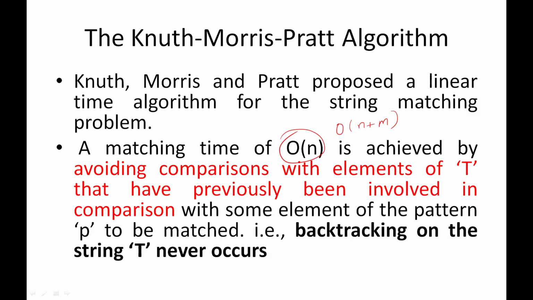So what it helps is, suppose that T is a string, the text that is given, and P is a pattern that needs to be matched. You can see that it helps in avoiding unnecessary comparisons with elements of T that have already been compared in the previous stages. So there'll be no unnecessary backtracking on T.